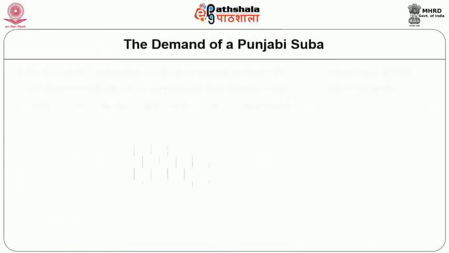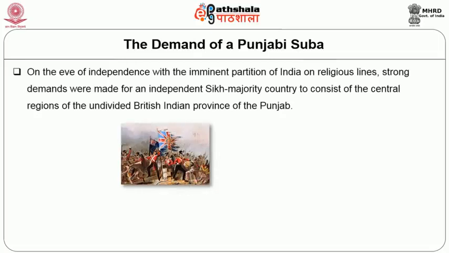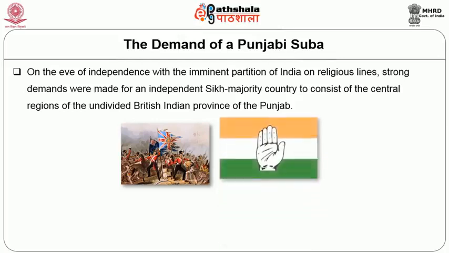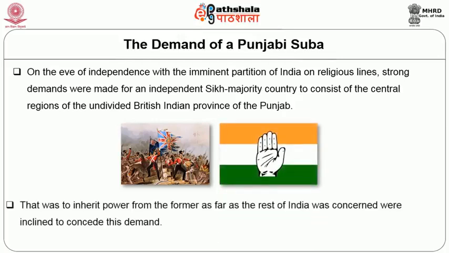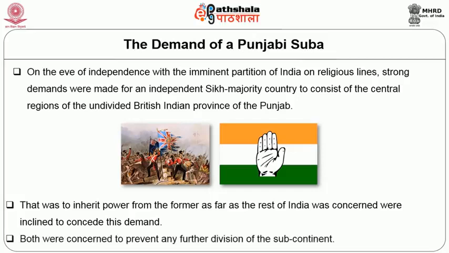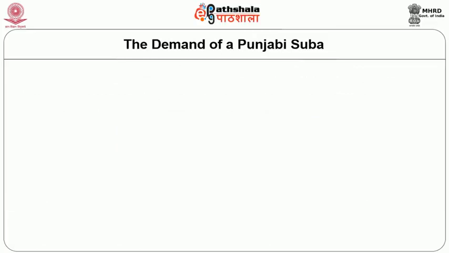As far as the demand for a Punjabi Suba is concerned, on the eve of independence, with the imminent partition of India on religious lines, strong demands were made for an independent Sikh-majority country to consist of the central regions of the undivided British Indian province of the Punjab. However, neither the departing British nor the Congress that was to inherit political power from the former as far as the rest of India was concerned were inclined to concede this demand. Both were concerned to prevent any further division of the subcontinent.